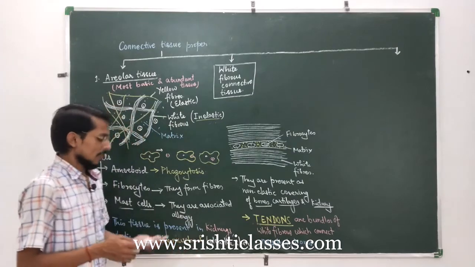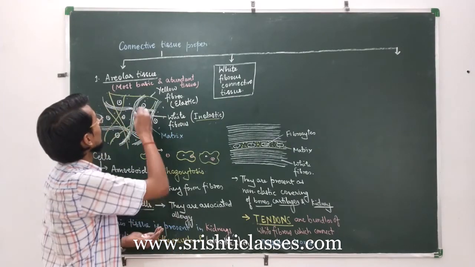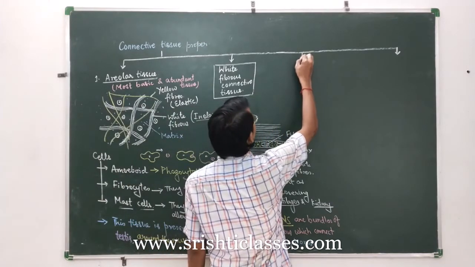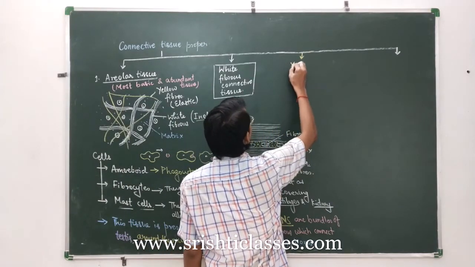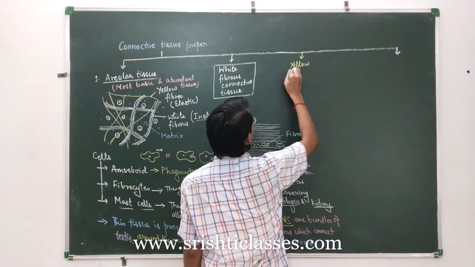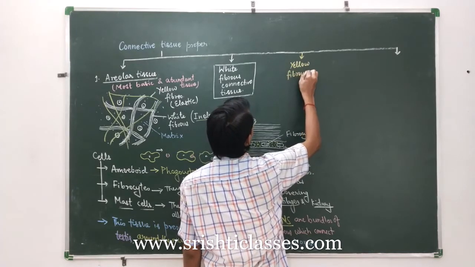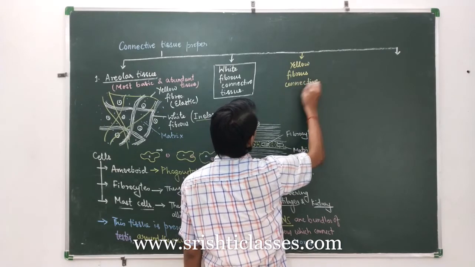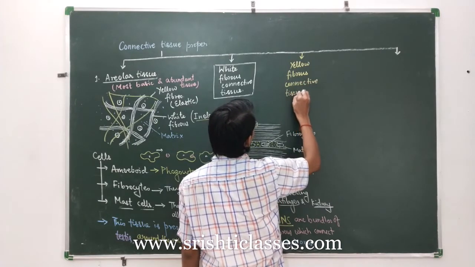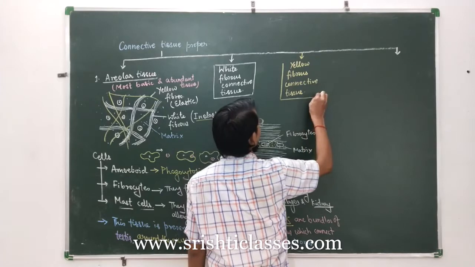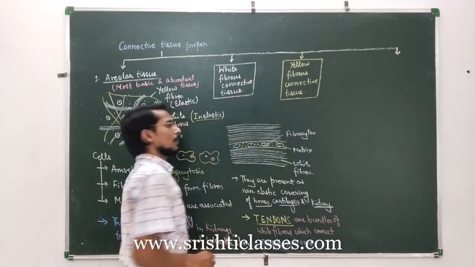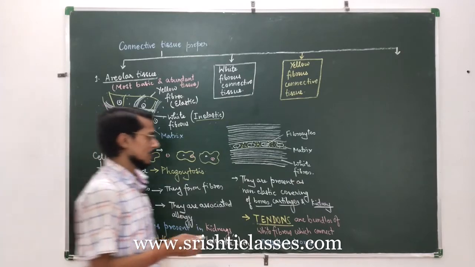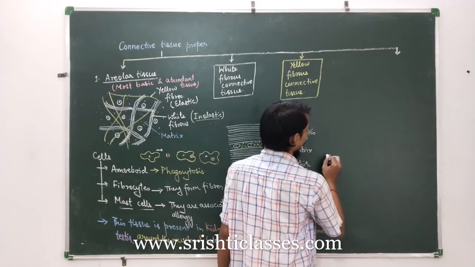Okay. The next type of connective tissue proper is yellow fibrous connective tissue. This is the third type of connective tissue proper. So let me make a diagram of this tissue. I will make it here.